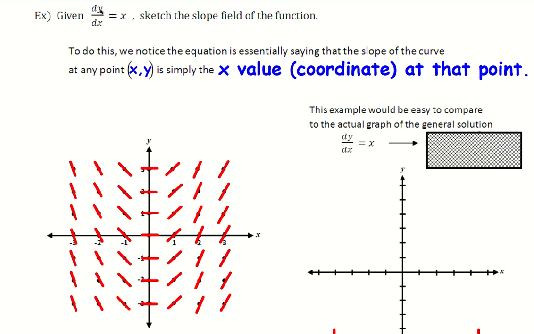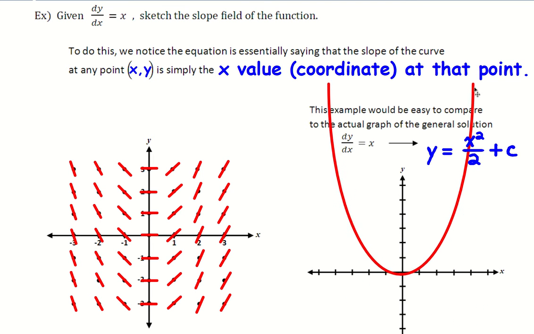If you think about last section 2.1, actually solving this and getting the general solution, moving dx over here and integrating both sides, you would get y equals x squared over 2, but it's a general solution, so plus c. That is what y would equal as a general solution. So this right here is a pretty decent graph of y equals basically 1/2 x squared.